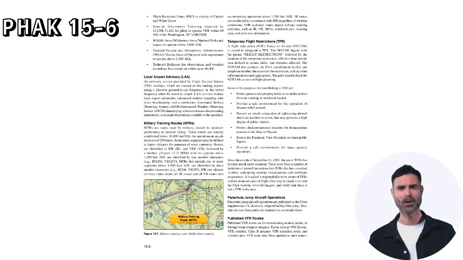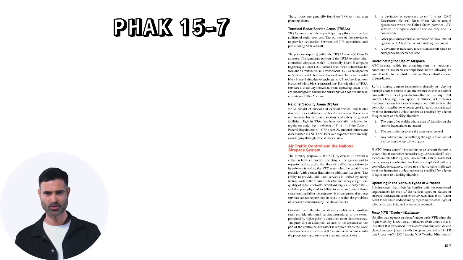Parachute jump aircraft operations. Parachute jump aircraft operations are published in the Chart Supplement U.S., formerly Airport Facility Directory. Sites that are used frequently are depicted on sectional charts. Published VFR routes. Published VFR routes are for transitioning around, under, or through some complex airspace. Terms such as VFR flyway, VFR corridor, Class B airspace VFR transition route, and terminal area VFR route have been applied to such routes. These routes are generally found on VFR terminal area planning charts.